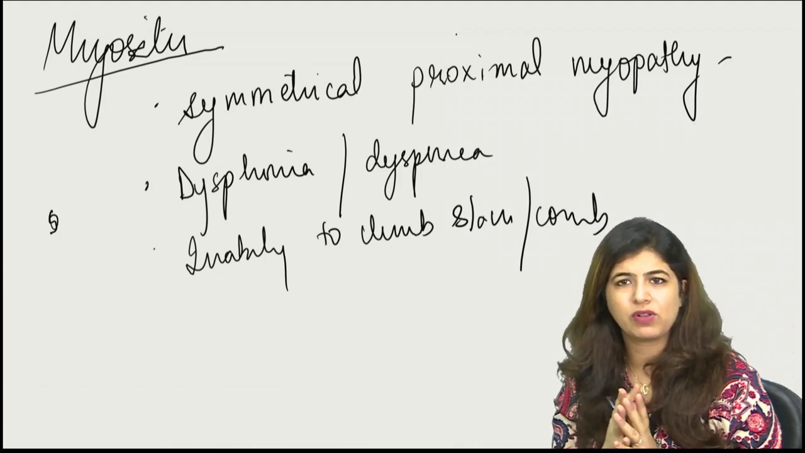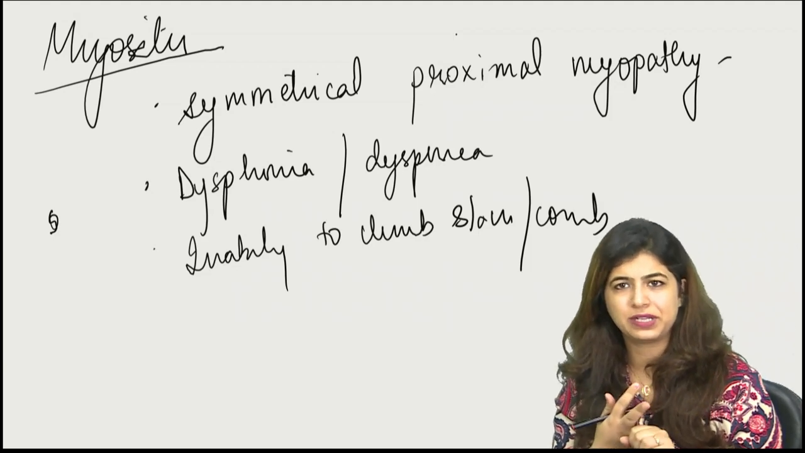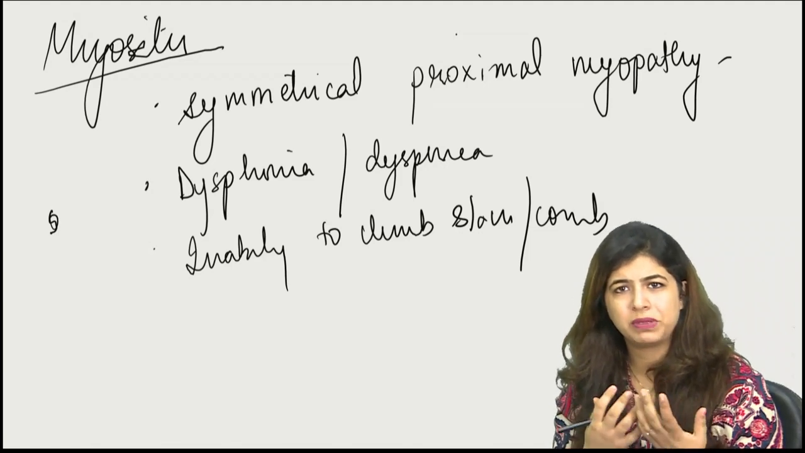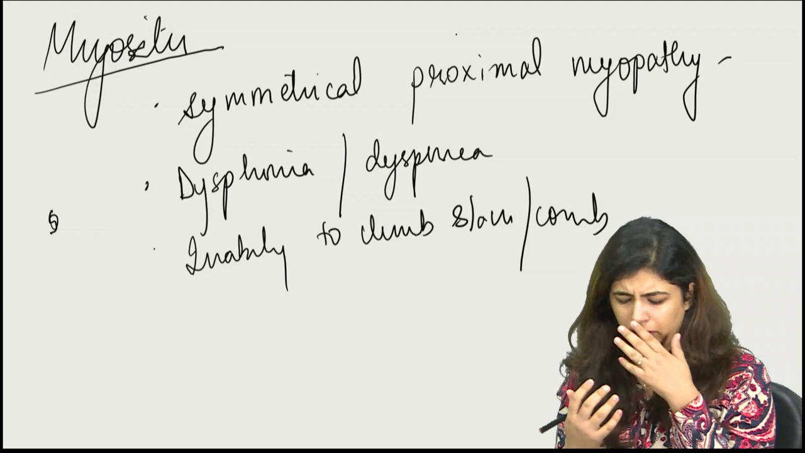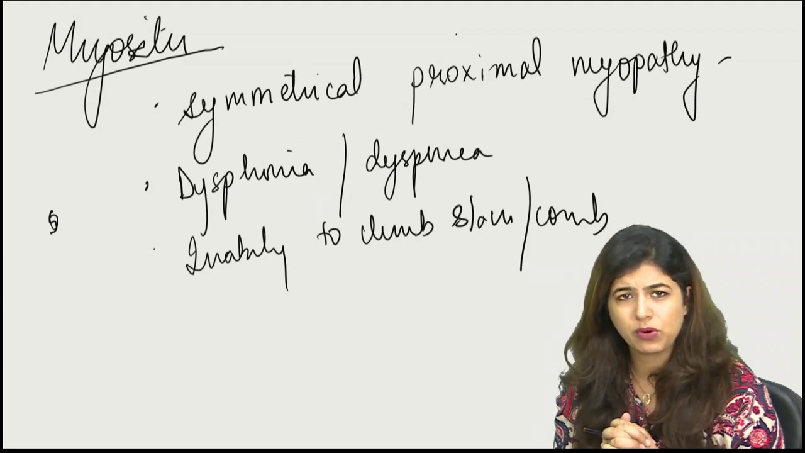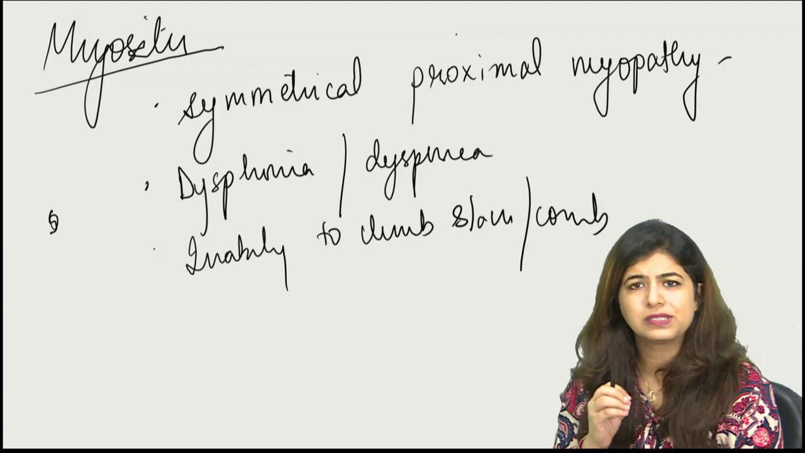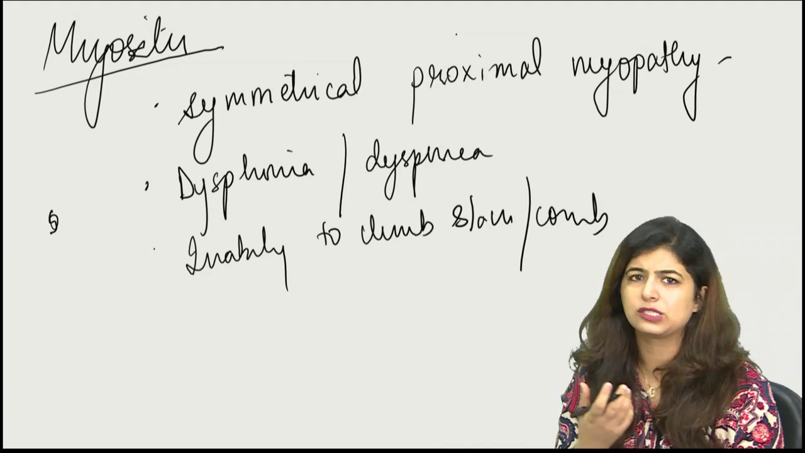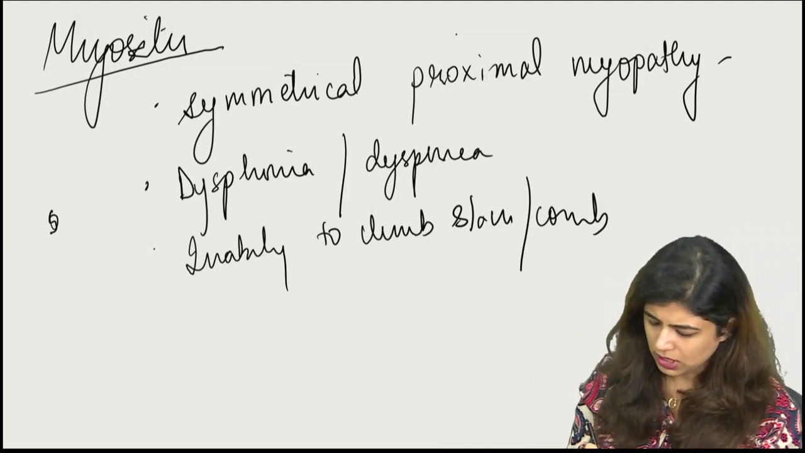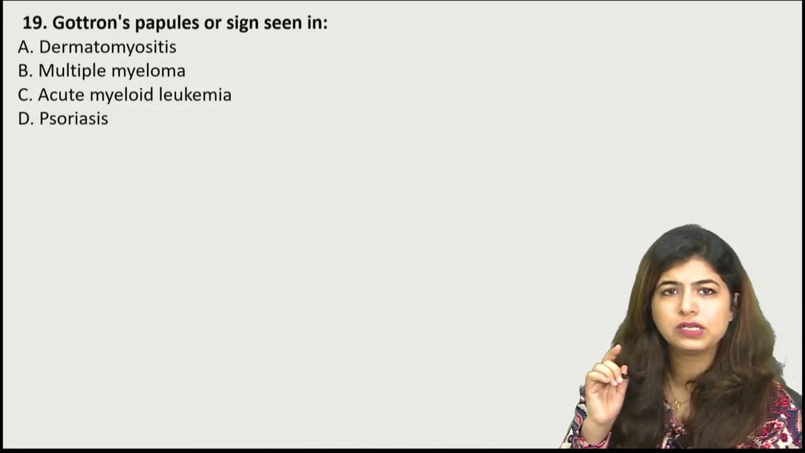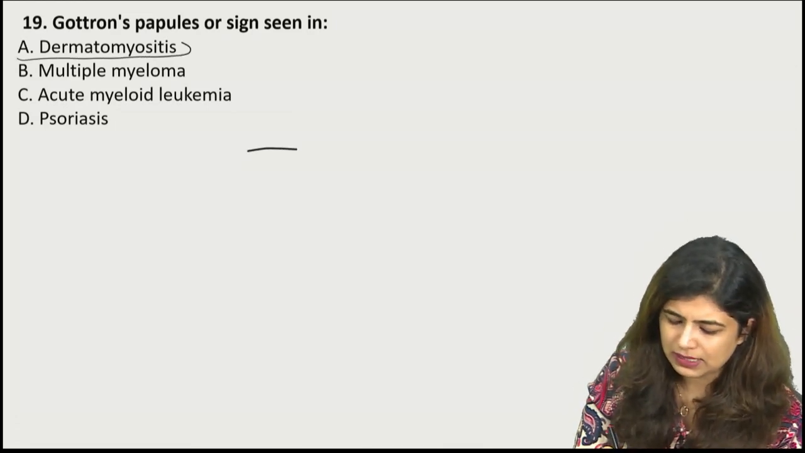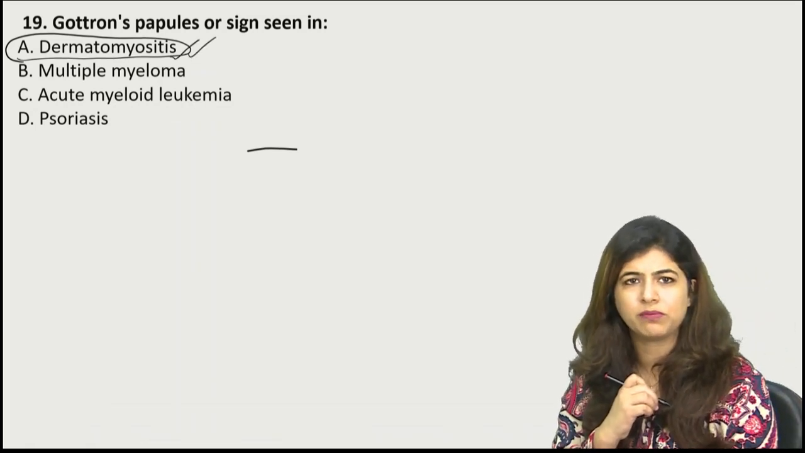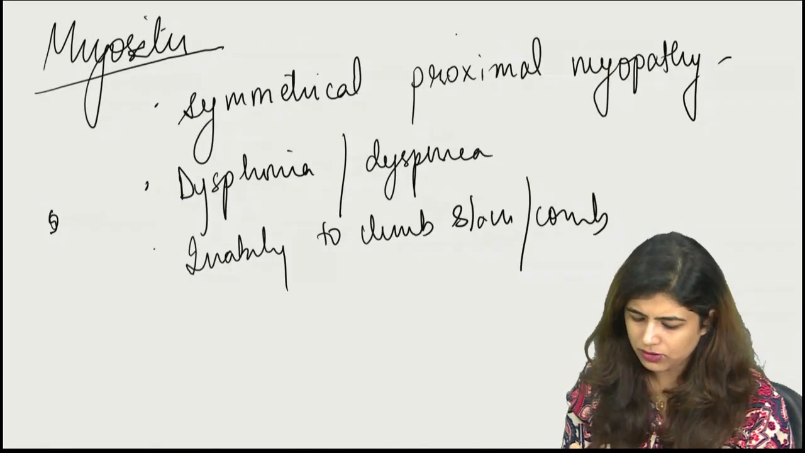Amongst the enzymes positive, you will have raised muscle enzymes like aldolase, lactate dehydrogenase, creatine kinase. In the serology, you will have ANA positive, PL7, PL12, anti-Jo antibody positive. Treatment, systemic steroids, hydroxychloroquine, azathioprine, as is the case with most of the connective tissue disorders. So this is what you need to know about dermatomyositis, and that makes the answer A the correct option for question number 19, which is about Gottron's papule.